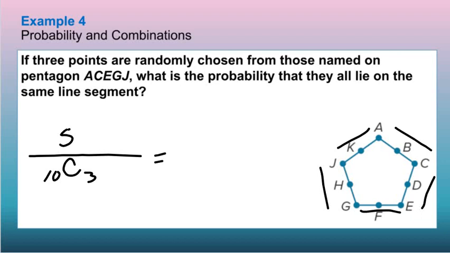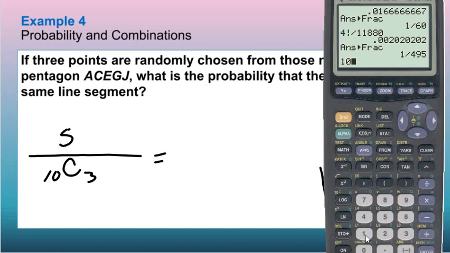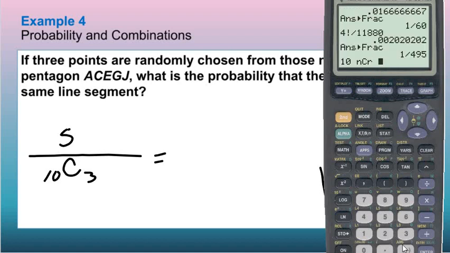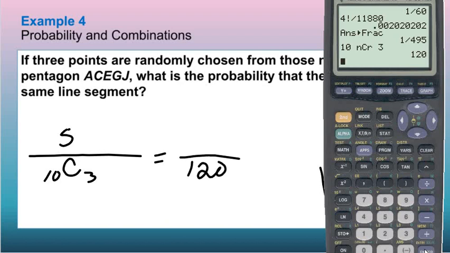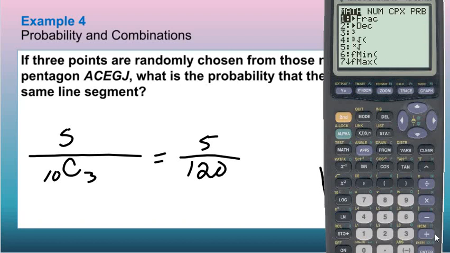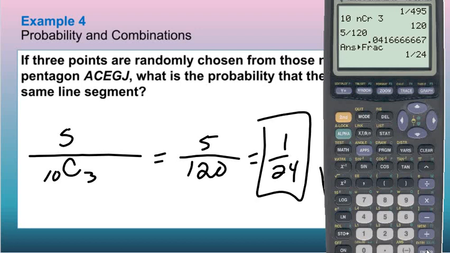So now if we did the math, we would do 10. Grab our calculator. We type in 10, hit math, go to PRB. Now we're going to choose the nCr, 3 at a time. That gives us 120. And in the numerator, we have 5. So then we do 5 divided by 120. Change that to a fraction. And that gives us 1 out of 24 chances of that happening.